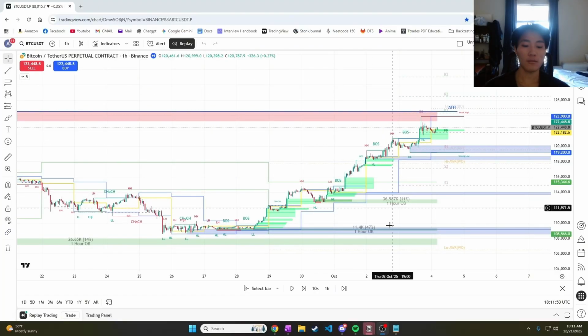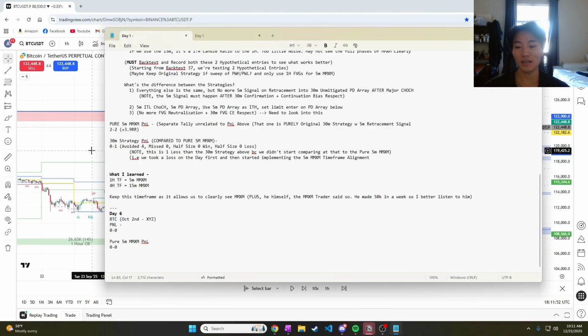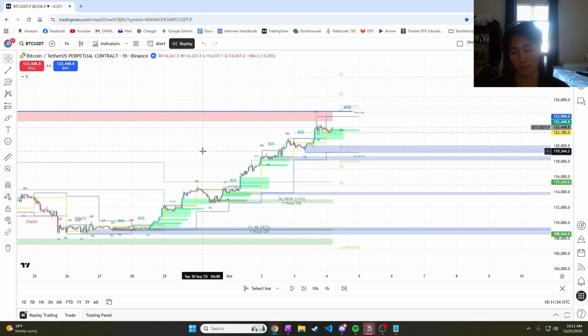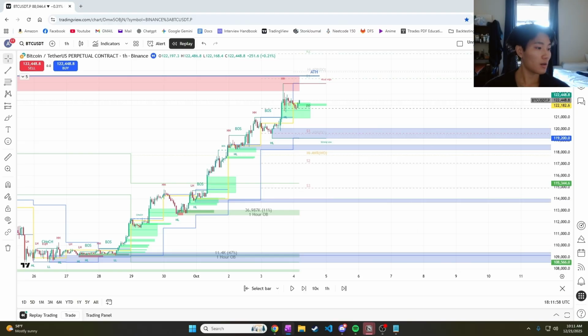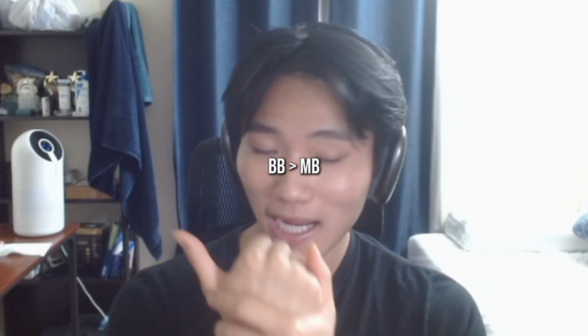refinement of the strategy. Yo, welcome back to day 6. I was just finishing up watching some videos to enrich my knowledge. I learned the hierarchy of PD arrays. Some PD arrays hold higher importance than the others. A breaker block has higher authority than a mitigation block because of the liquidity sweep. So if the breaker isn't respected, don't trade it.